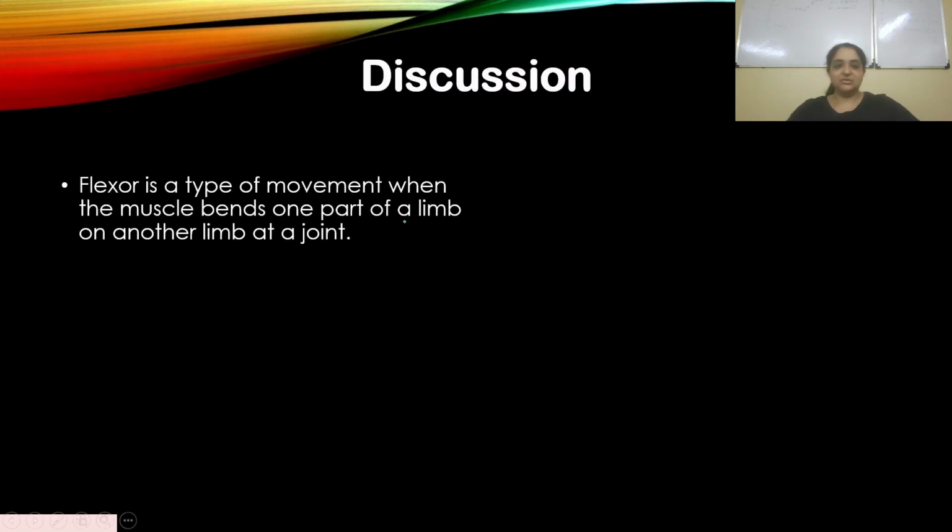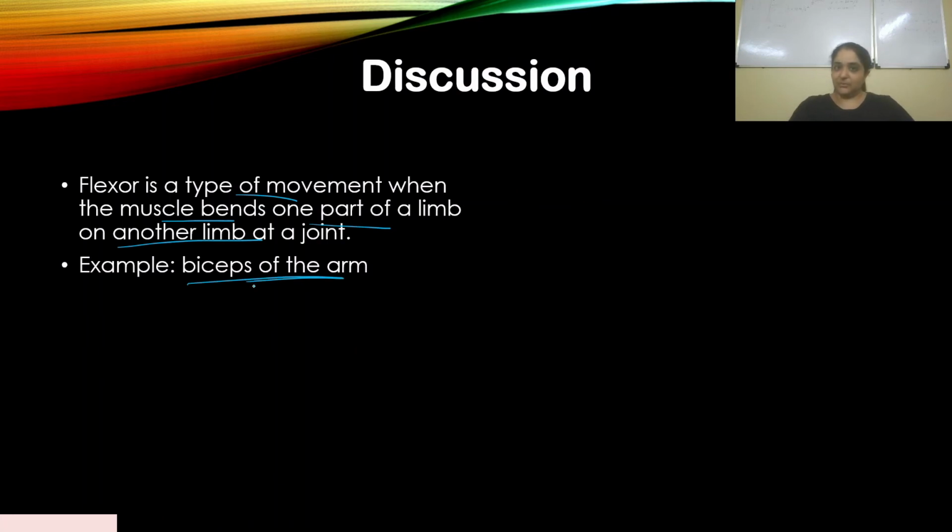Let's go to the discussion. Flexor is a type of movement when the muscle bends one part of a limb on another at a joint. Example, biceps of the arm. What I showed you is the biceps of the arm. You can see the arm muscle over here. When you bend one part to another at a hinge joint, it's called the flexor.